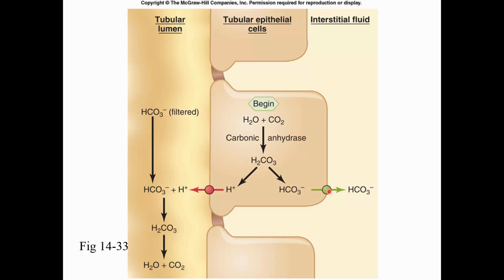Now, what kind of cell is this? And where is it? Can you see that this is an alpha intercalated cell, and we would expect to find it in the late distal tubule or the collecting duct to fine-tune the urine in the face of acidosis.